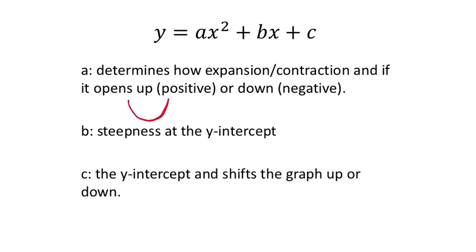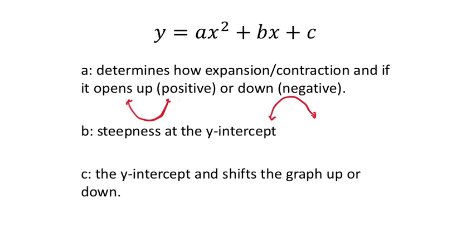It opens upwards because it would continue upwards in both directions. If that a is negative, then it's going to open downwards like this. So again, both ends of that parabola are going to go downwards. Now this creates an interesting situation for us because the steepness at the y-intercept will depend on where one of these parabolas falls on the y-axis.